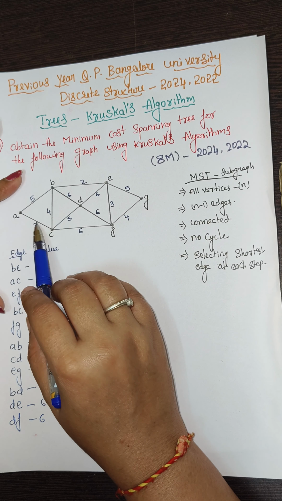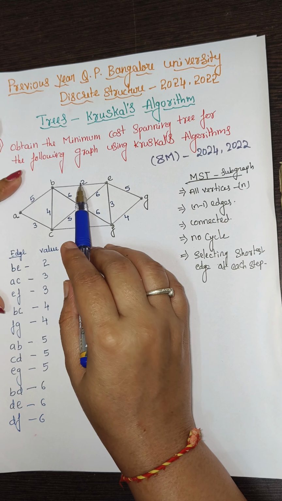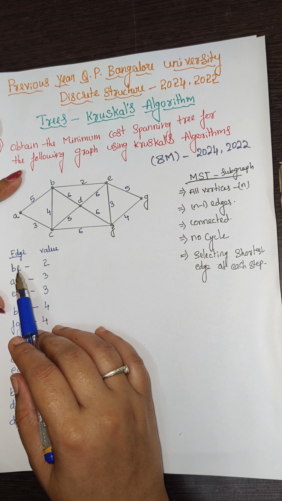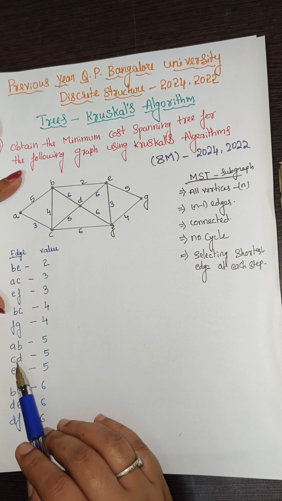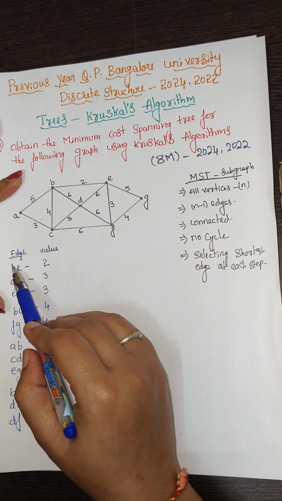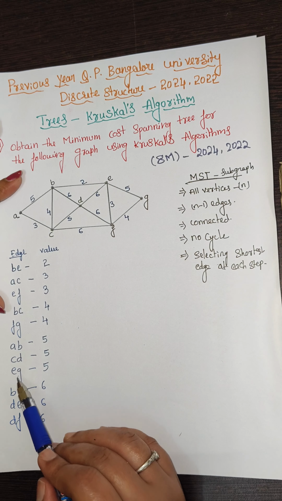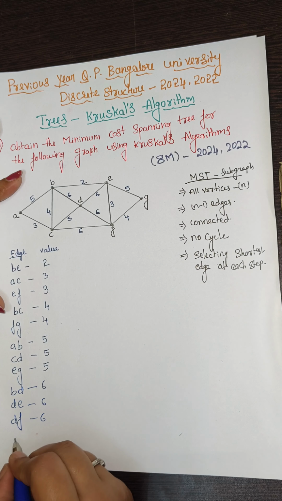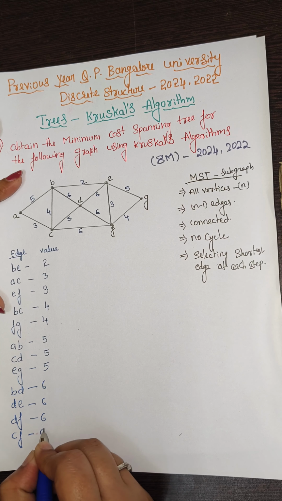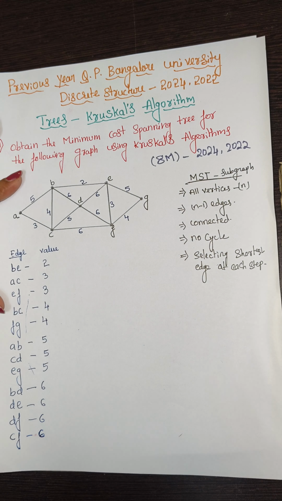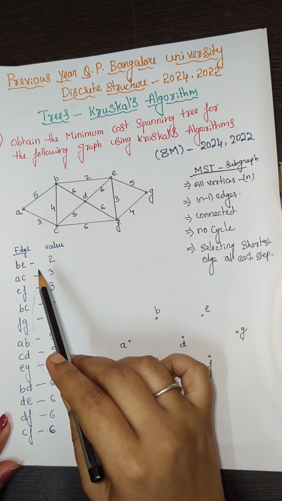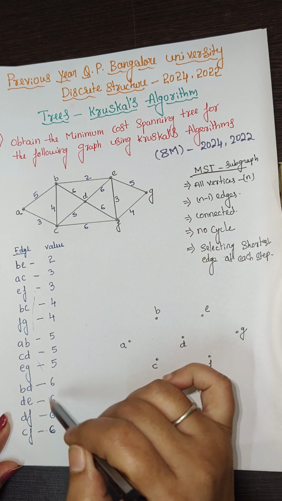After that, just cross verify. Count the edges here. 1, 2, 3, 4, 5, 6, 7, 8, 9, 10, 11, 12. So it has 12 edges. Just check this one. 1, 2, 3, 4, 5, 6, 7, 8, 9, 10, 11. One is missing. So another one is CF. CF is also 6 here. Okay, so after writing all, you just cross verify that. Okay, first we sort all the edges according to the weights in ascending order.